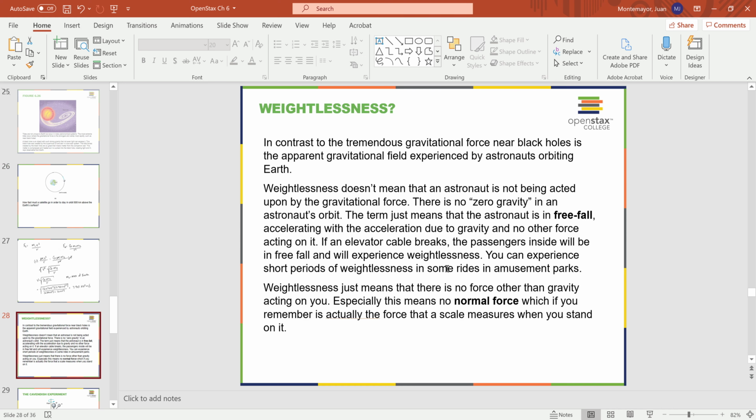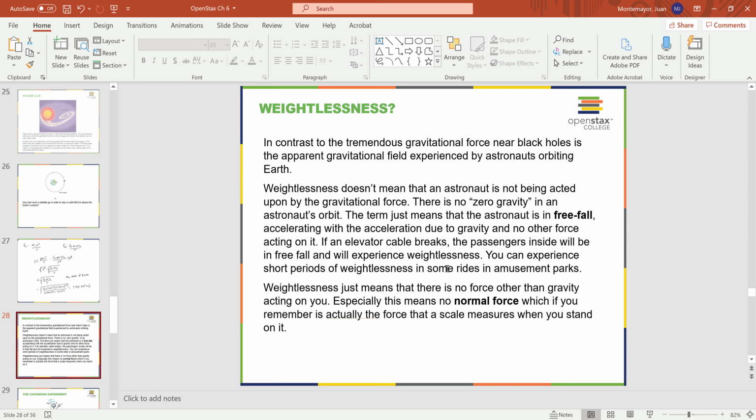Okay, so we all experience weightlessness. In contrast to this tremendous gravitational force near black holes is the apparent gravitational field experienced by astronauts orbiting Earth. Weightlessness doesn't mean that an astronaut is not being acted upon by the gravitational force. There is no zero gravity in an astronaut's orbit. The term just means that the astronaut is in free fall, accelerating with the acceleration due to gravity and no other force acting on it.